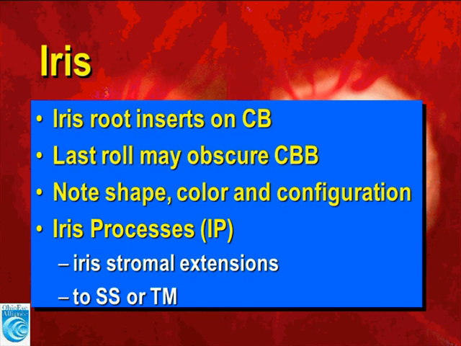The iris and root of the iris insert on the ciliary body. The last roll may obscure the ciliary face or ciliary band. We want to note the shape, color, and configuration of the iris. We want to note iris processes. These are iris stromal extensions and usually extend to the scleral spur or trabecular meshwork, occasionally extending to Schwalbe's line.